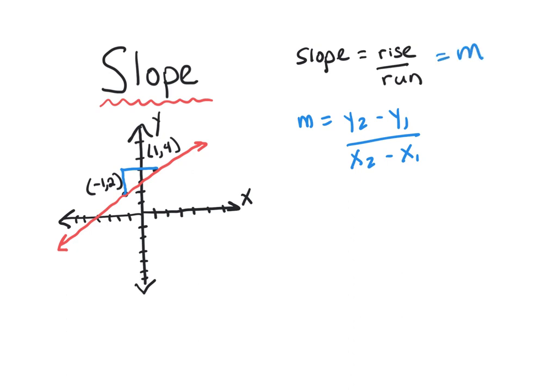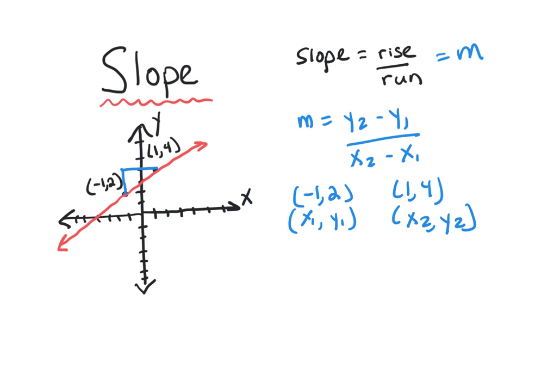Slope equals m. Now, you have to figure out what is y1 and y2. So if you label our points, -1, 2, and 1, 4, that first point is going to be x1, y1, and then your second point is going to be x2, y2.